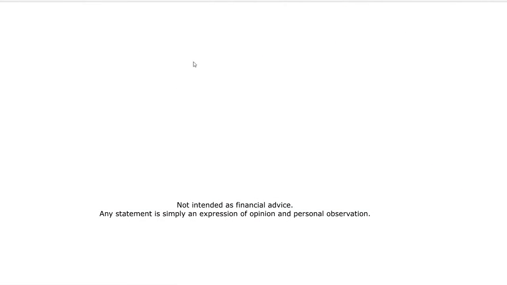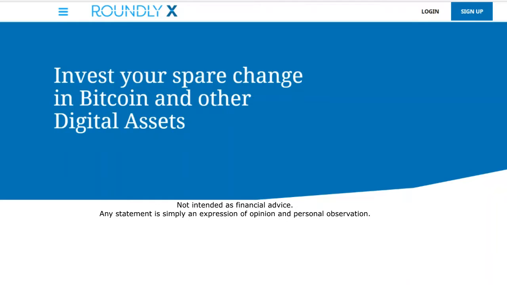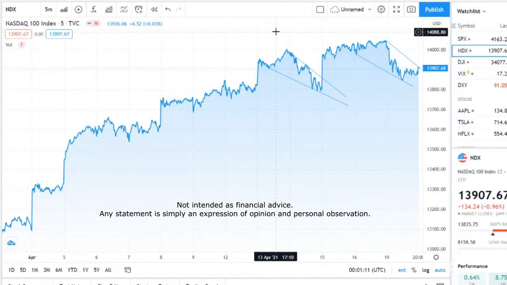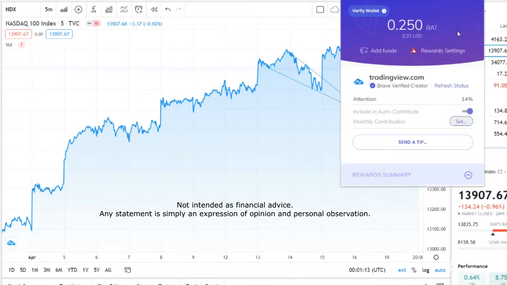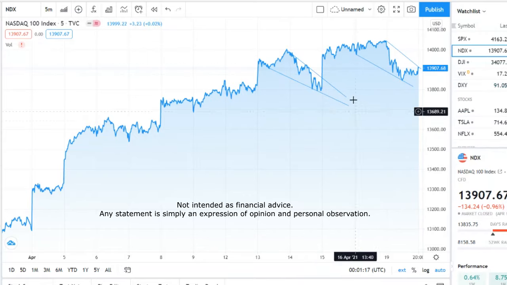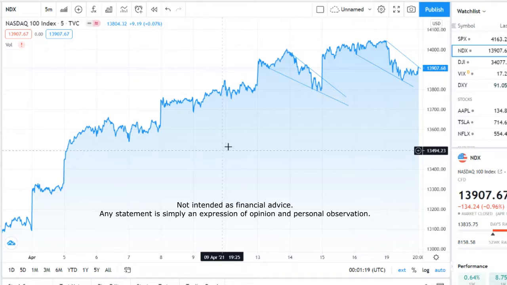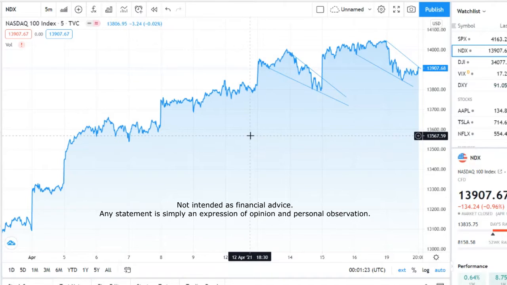Let me just go ahead and accrue some more basic attention token here. If you guys aren't aware of the Brave browser, you can actually accrue BAT, which is a cryptocurrency, through, I guess, engaging in advertising, but that's a whole other thing if you want to make a cent per engagement and then hope that BAT goes on a run. But anyway, back to the stock market here.